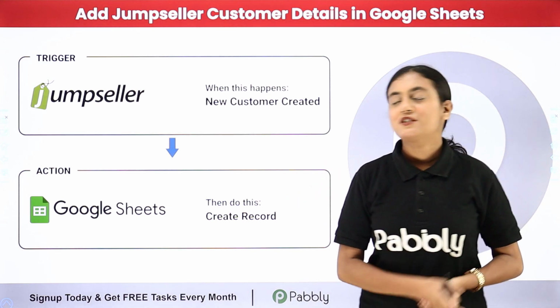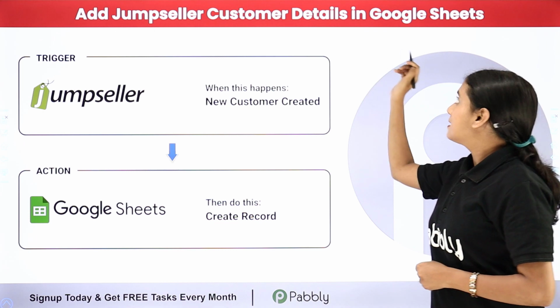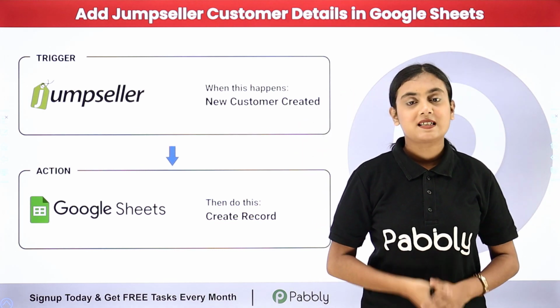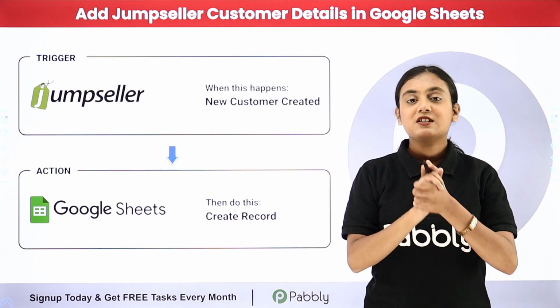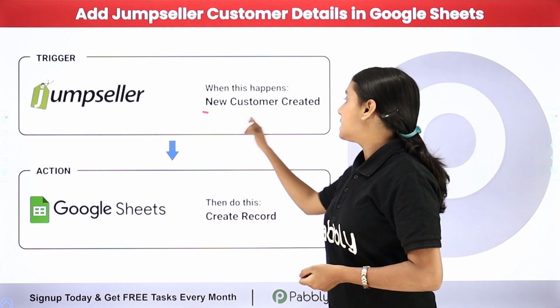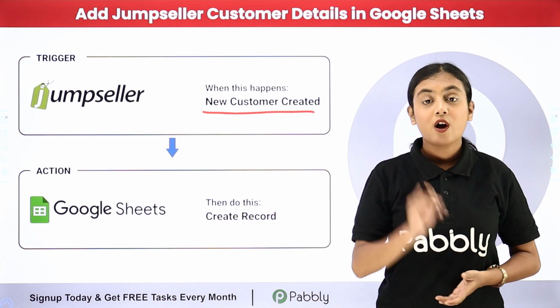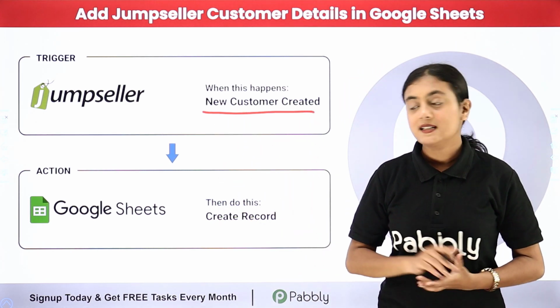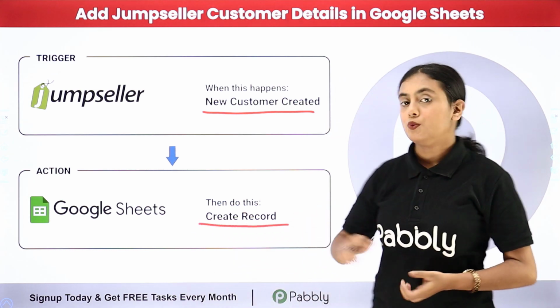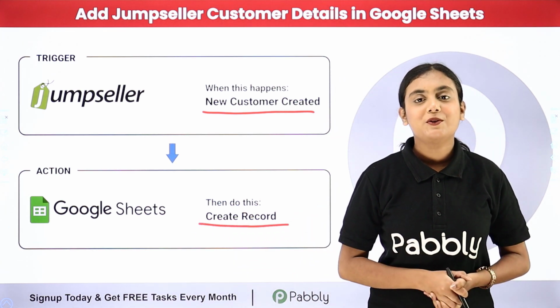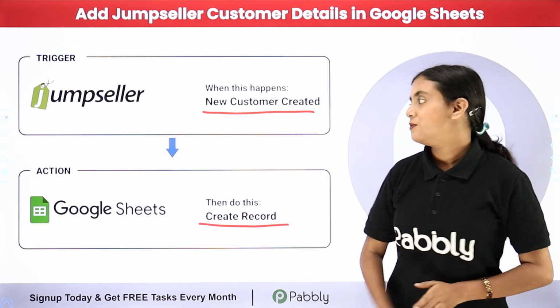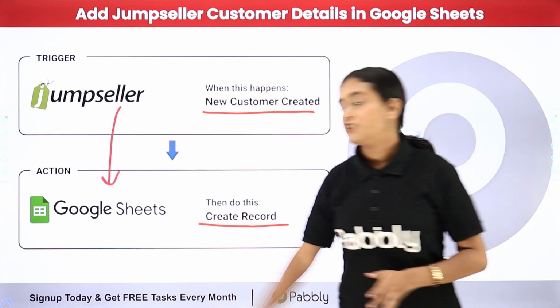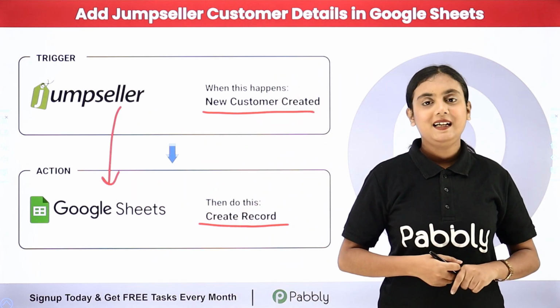In today's video we're going to learn how to add Jumpseller customer details in Google Sheets. So here my objective is that as soon as I create a new customer in my Jumpseller account, automatically a record of that customer should be created in my Google Sheets. For that, we are going to simply create an automation between Jumpseller and Google Sheets with the help of Pabbly Connect.